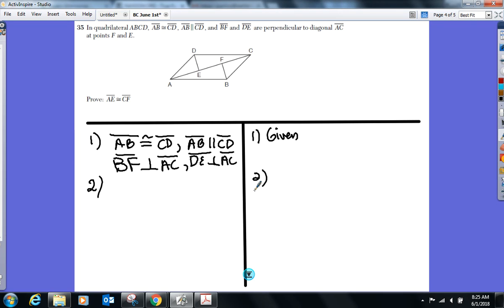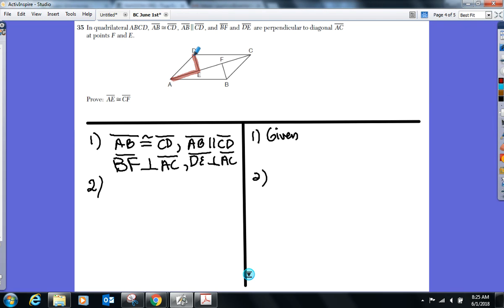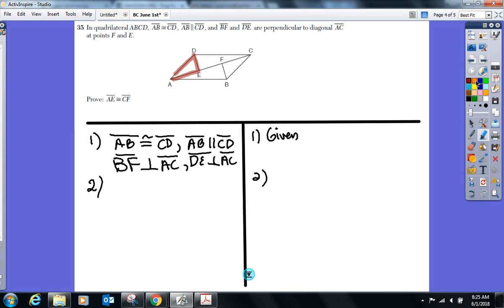Proving AE congruent to CF. When I see that, you guys know CPCTC. Before I can go CPCTC, what's got to be proven congruent first? Two triangles. So I'm going to just take a look here. And I really don't know how many different ways this can be done, but the first way I'm thinking of, I pick a triangle that's got AE in it, and I pick a triangle that's got CF in it. And I'm going to try to prove them congruent.